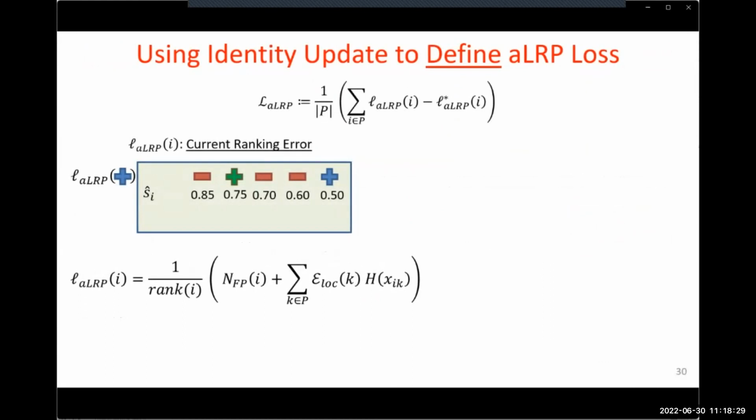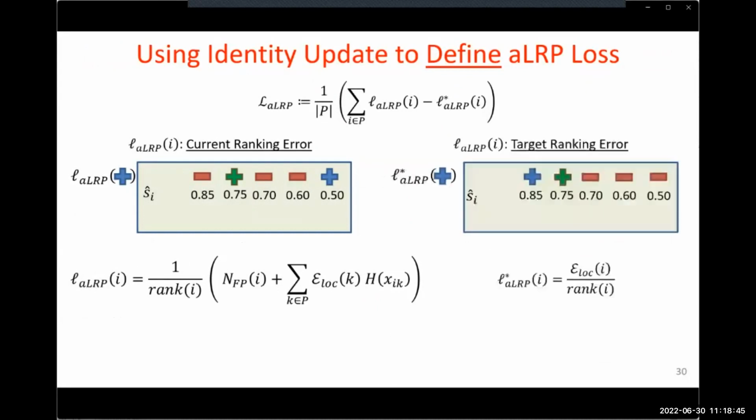With these two changes, the localization branch assigns larger weights on the positive examples with larger confidence scores. The same three-step framework from identity update, comprising defining, computing, and optimizing the loss function, can be used again. Note that this part corresponds to the current average LRP error, and the target average LRP error is defined by considering the localization quality of an example.